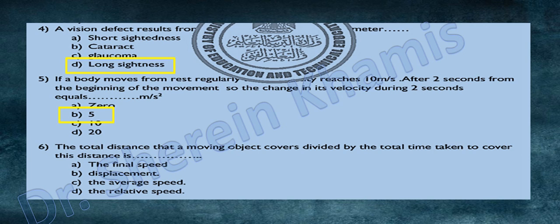The last question in our exam: the total distance that a moving object covers divided by the total time taken to cover this distance is... Okay, if we say distance over time, we mention speed or uniform speed. But if we have total distance divided by total time taken to cover this distance, so we can measure what? We can measure average speed. This is the last question of our exam.